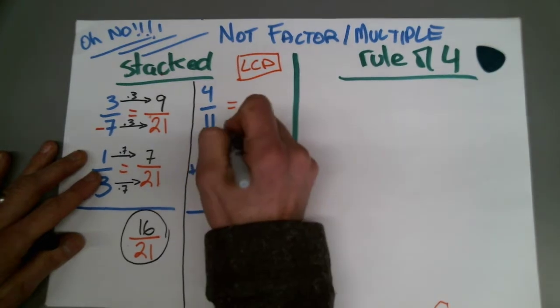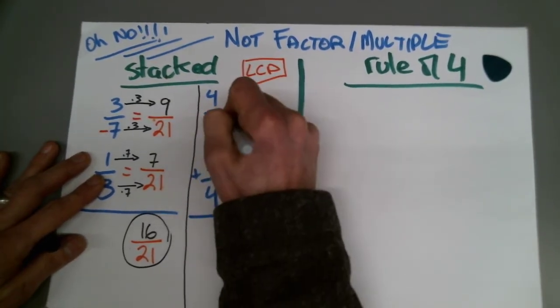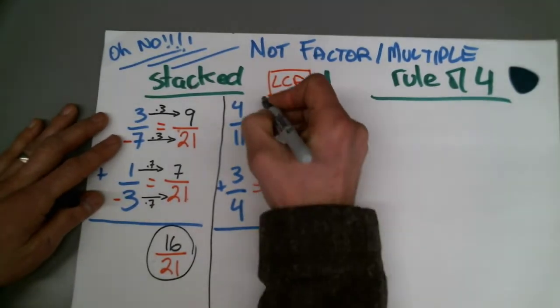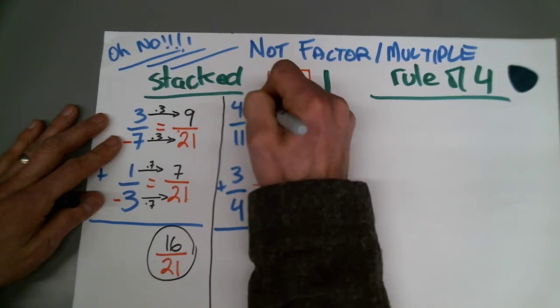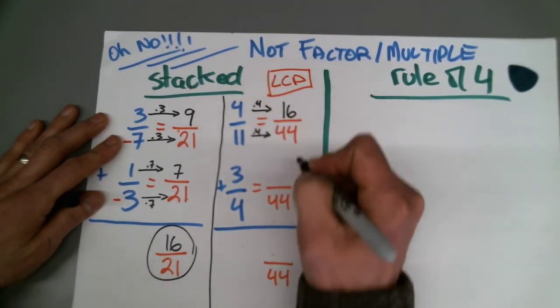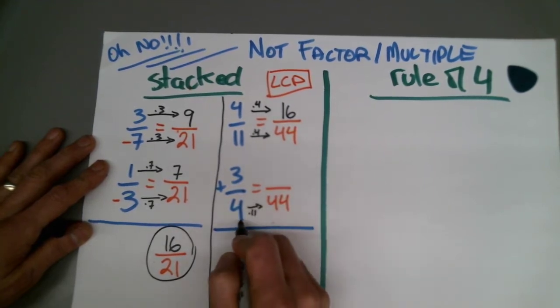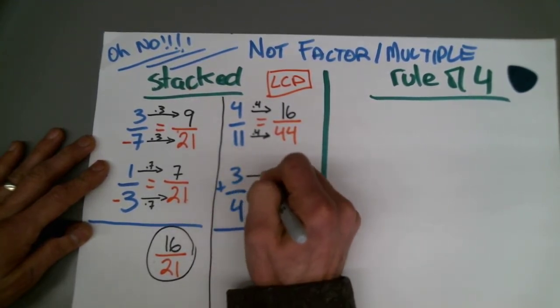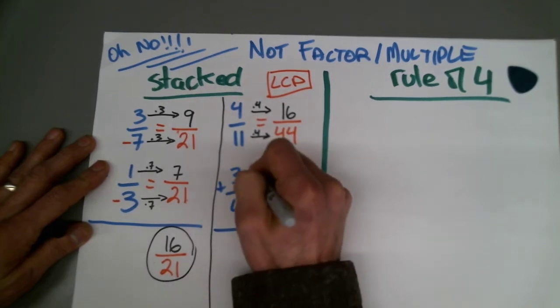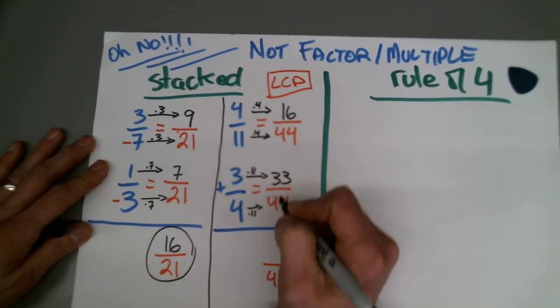So here, 11 times 4 gives me 44. What I do to the bottom, I do to the top. It's correct. Memorize that. You need that. 3 times 11 gives me 44. 4 times 11 gives me 44. 3 times 11 gives me 33.